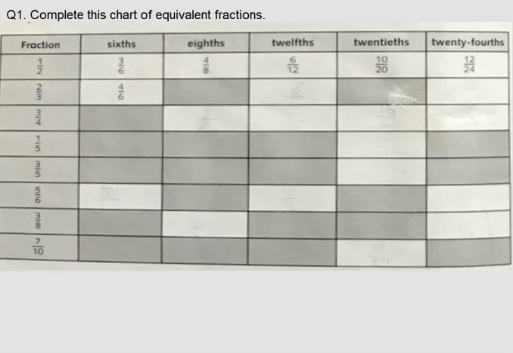Okay, let's come towards the book exercise questions. We have the first question: complete this chart of equivalent fractions. We have some fractions here. The first fraction is 1/2. This 3/6, 4/8, 6/12, 10/20, and 12/24 are equivalent fractions of 1/2. Keep in mind, we have to write equivalent fractions for the remaining fractions, but ignore the green boxes; we have to write values only in the white boxes.